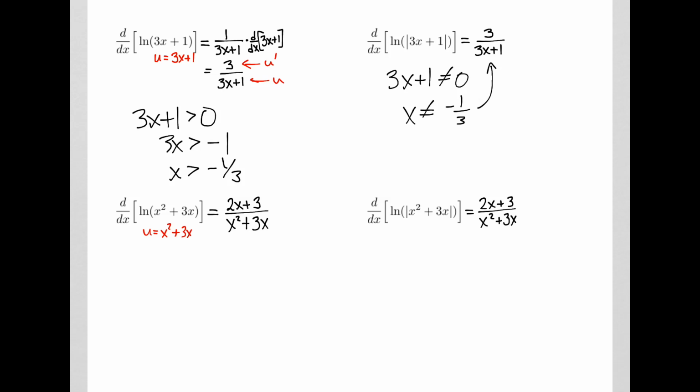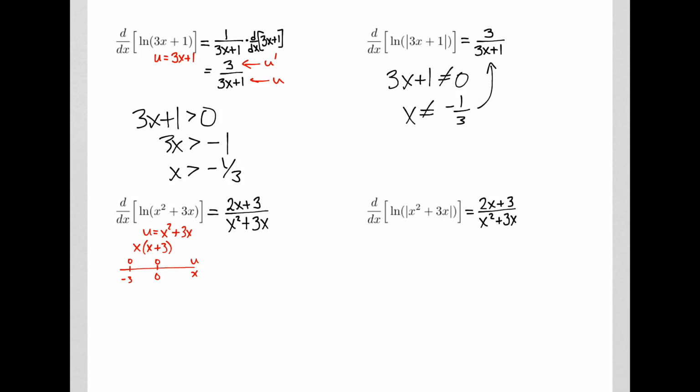So if I want to know when this is greater than or equal to 0, I need to do sign analysis. And the way I do sign analysis is I factor, so it's x times x plus 3, and I can think about where those are 0. So x equals 0 and x equals negative 3. Right, so these are my values for x, and this is my value for u.